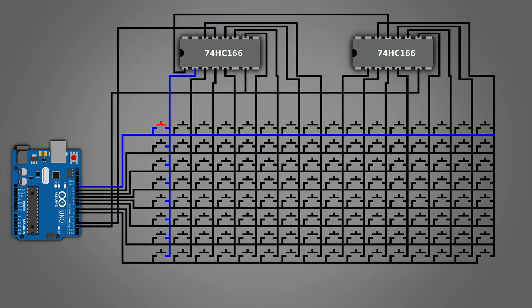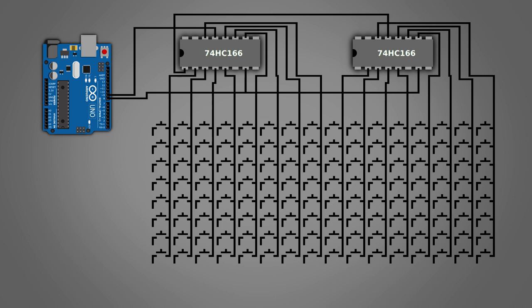Or you can switch the first Arduino pin to high, read the first shift register pin, switch the first Arduino pin to low and the second pin to high, and read the same shift register pin again. Continue this process until you've scanned all the Arduino pins. Then shift the input pin of the 166 shift registers and repeat the sequence.